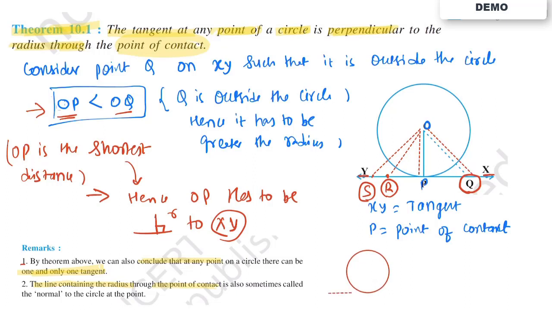So what is it saying? Suppose this is our tangent. This is our center O, and this was our radius. And I told you that this angle is 90 degrees. We have proved it now. So this line OP is also called the normal. Normal is any line which is perpendicular to another line. So this line would be called the normal. So that was all about theorem 10.1. You have to remember the proof. It may be used in other applications or some other questions.